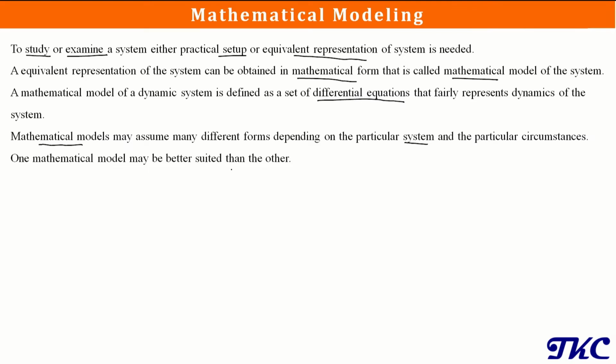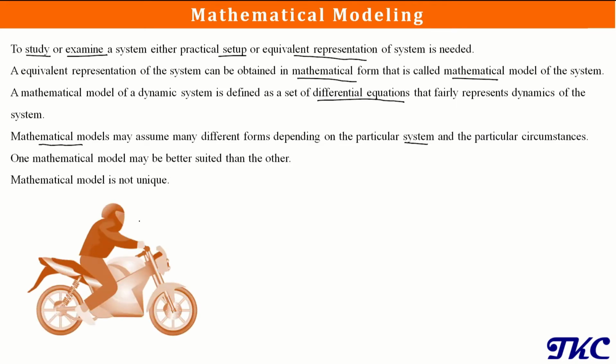For a given system we can have various models, so one model may be better suited than another. Also, a mathematical model is not unique. It depends upon the designer, on what aspects of the system he or she has considered. Based on that we get a mathematical model of that system. Let's understand that with this example.